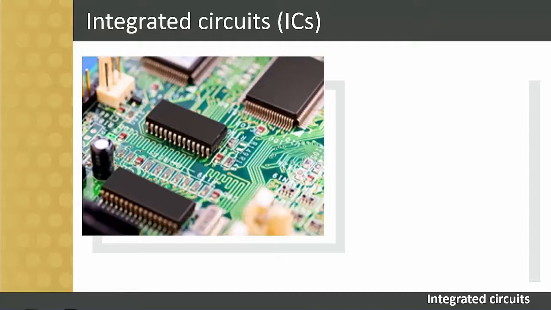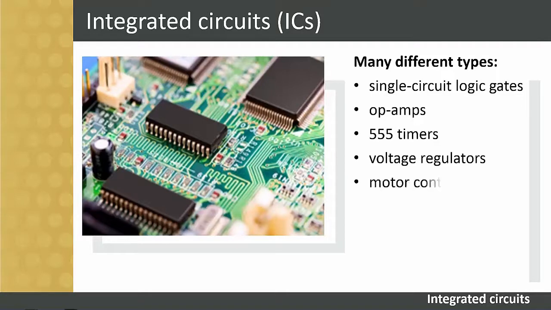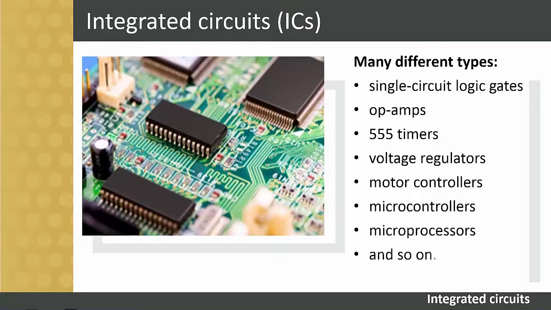An IC is a collection of electronic components, resistors, transistors, capacitors, and so on, all packed together onto a tiny chip and connected in a circuit to achieve a particular end result, such as making a complete radio, cell phone, or remote control. ICs come in all sorts of shapes and sizes and are designed as single-circuit logic gates, op amps, 555 timers, voltage regulators, motor controllers, microcontrollers, microprocessors, and many others.